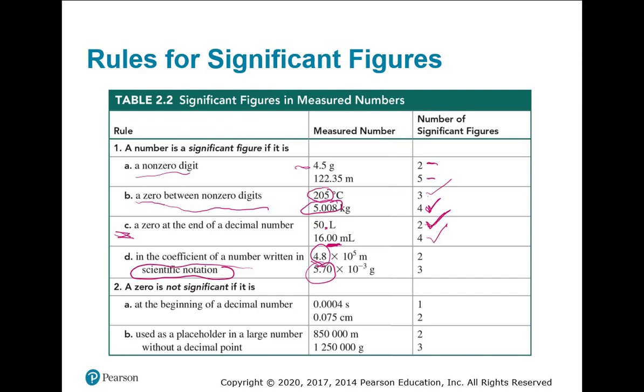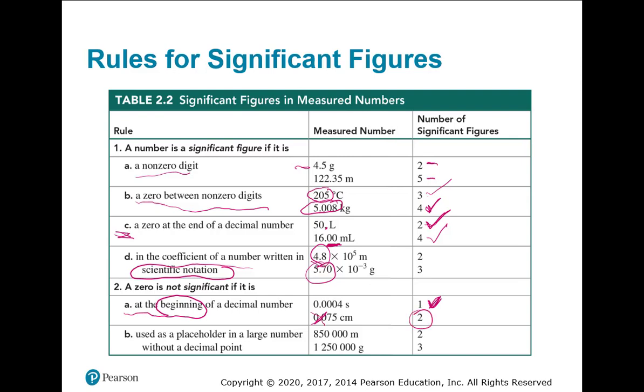Now here's when zeros are not significant. When it's at the beginning of a decimal number. All of these zeros before that 4 are not important. There's only 1 significant figure in that number. Now if there was a number but right here like 10.0004, then all of a sudden those zeros are sandwiched and those zeros become important. But it's not just as is written. 0.075, those zeros are not significant. It's just 2 significant figures.